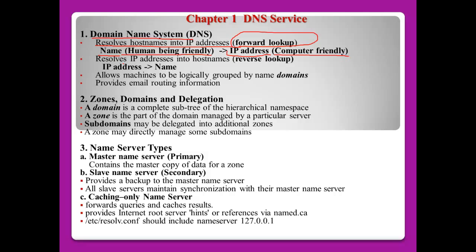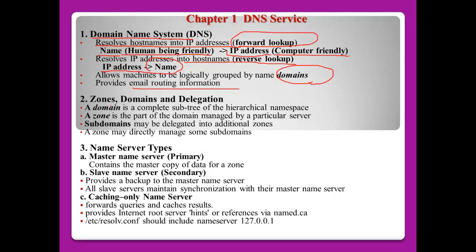And also DNS resolves an IP address into a host name. We call this the reverse lookup, for example, IP address to name. Also, DNS allows machines to be logically grouped by name, the domain. Also, DNS provides the email routing information as well.